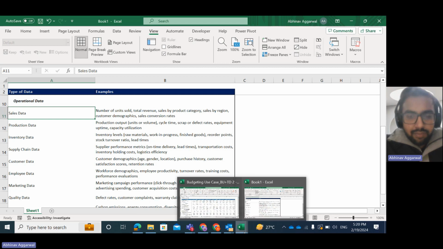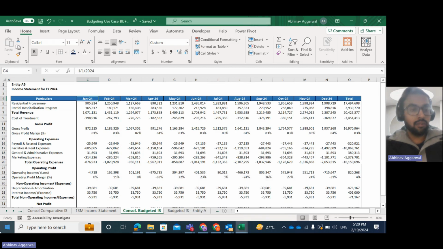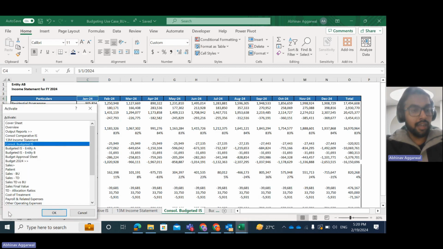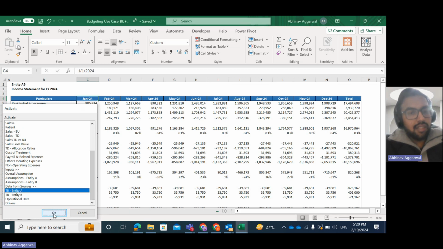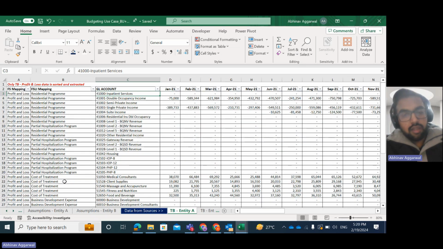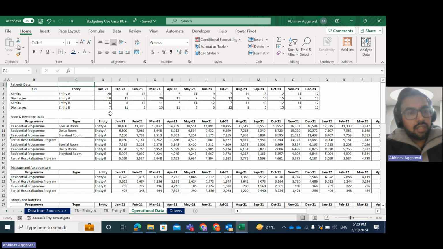Let me show you one example. As I promised during our last video, I will be giving you some real life examples. This was a trial balance that we discussed last time. Now I will be showing you some operational data. This is a hospital's data. What would be the sales data from the hospital's perspective? You need to understand that thought process.